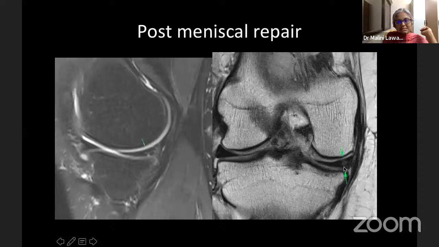You can see this signal within the meniscus, and on the T2 weighted image it is still bright. It looks like it's reaching the articular surface, but not as bright as fluid. This is fluid here. You can see this bright signal is fluid. This is after meniscal repair and it is fine because there is no displaced component, nothing else. This is normal post meniscal repair.